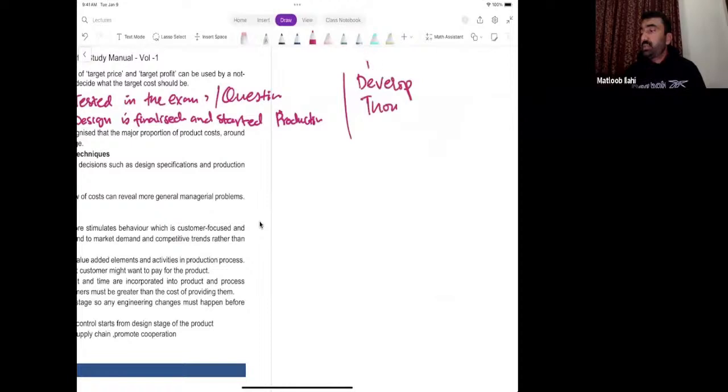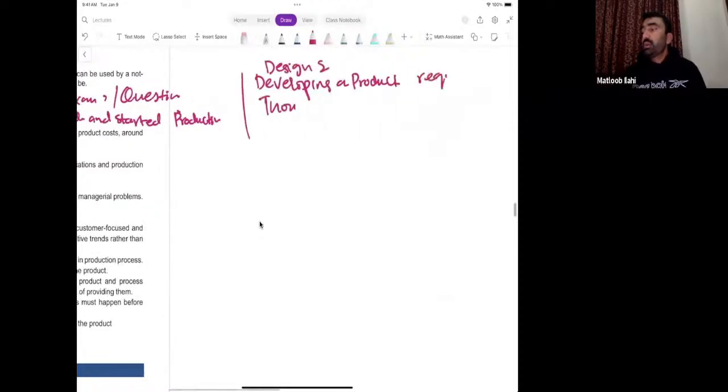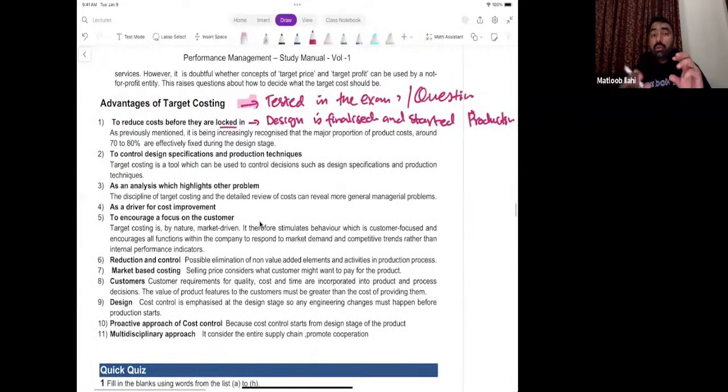Designing and developing a product requires thousands of hours and a lot of other resources as well. So it is better to reduce cost, evaluate all features, and analyze each feature that we are going to offer, because there is a cost for every feature. So reduce cost before they are locked in, meaning before finalizing the design, you have the opportunity to reduce the cost of the product.